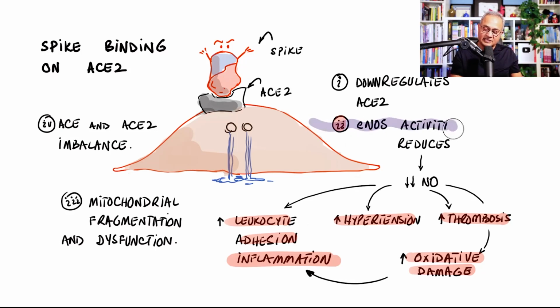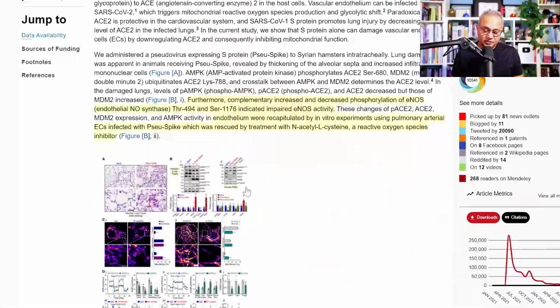That is one. Second, this is the mechanism that is actually the primary mechanism we are discussing today. The eNOS activity. ACE2 binding with the spike protein causes endothelial nitric oxide enzyme activity to be suppressed and enzyme production to be released. So the genetic expression of making messenger RNA that will help make eNOS enzyme, that whole expression system is downregulated or suppressed by the spike protein and ACE2 binding. So if you see here, furthermore, complementary increased and decreased phosphorylation of eNOS, and this indicates impaired eNOS activity.